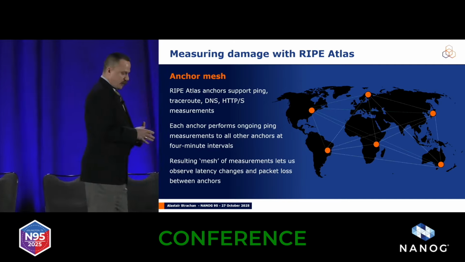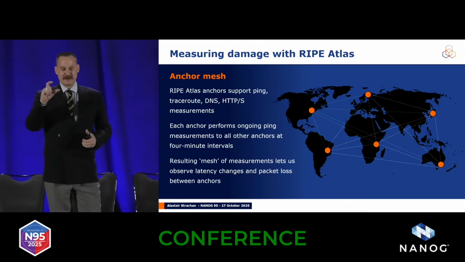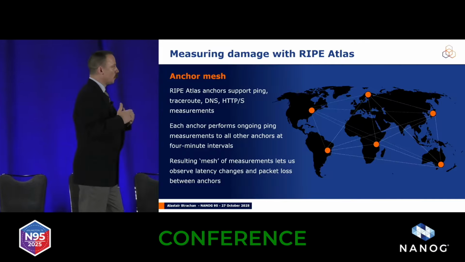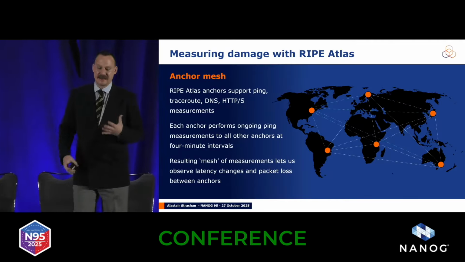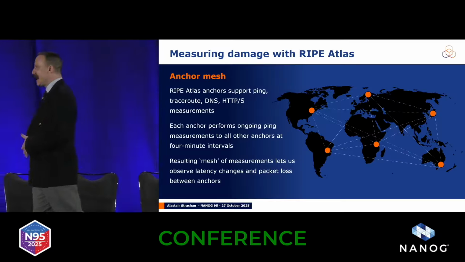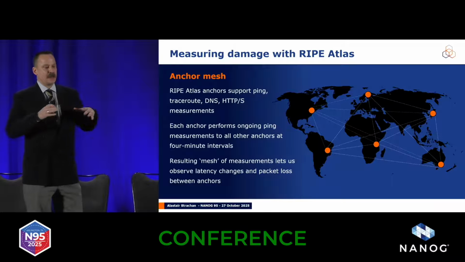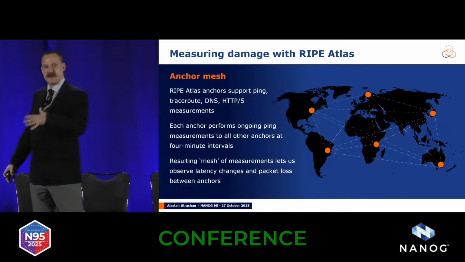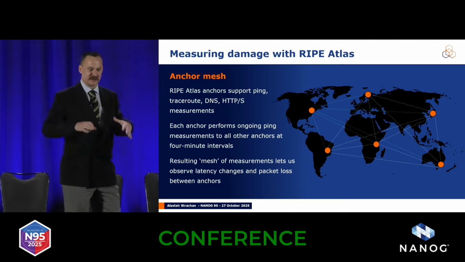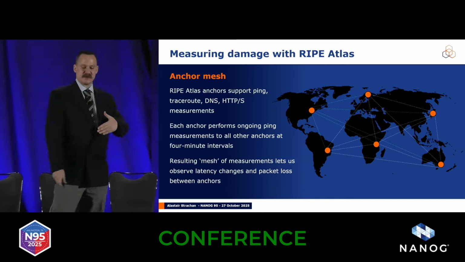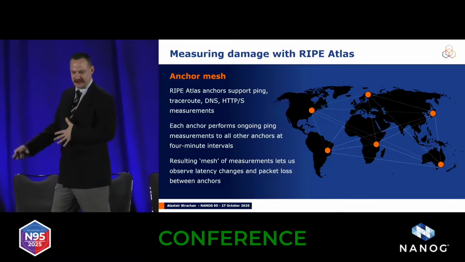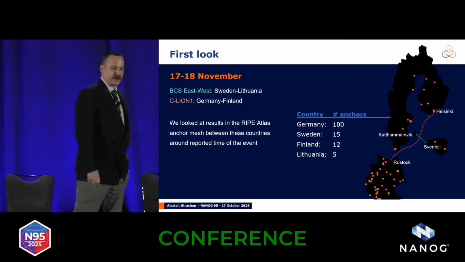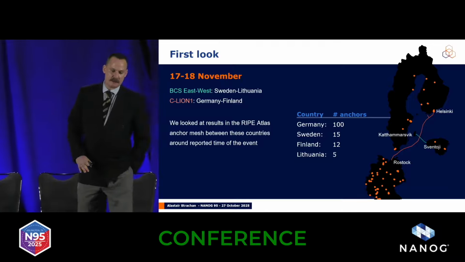I mentioned the Atlas probes. Atlas probes are small devices, and also VMs, that run a number of different measurements. Atlas anchors are like our supersized probes, and they support ping, traceroute, DNS and HTTPS measurements. What's cool about the anchors is that, not only are they doing these measurements, they also run continuous measurements to each other. Every 4 minutes, there are ping measurements going across to all the anchors, creating a big mesh of measurements. That allows us to observe latency changes and packet loss between these anchors, and this is what we did when we looked at this cable damage. First up, we're going to look at the BCS East-West and the C-LION1.